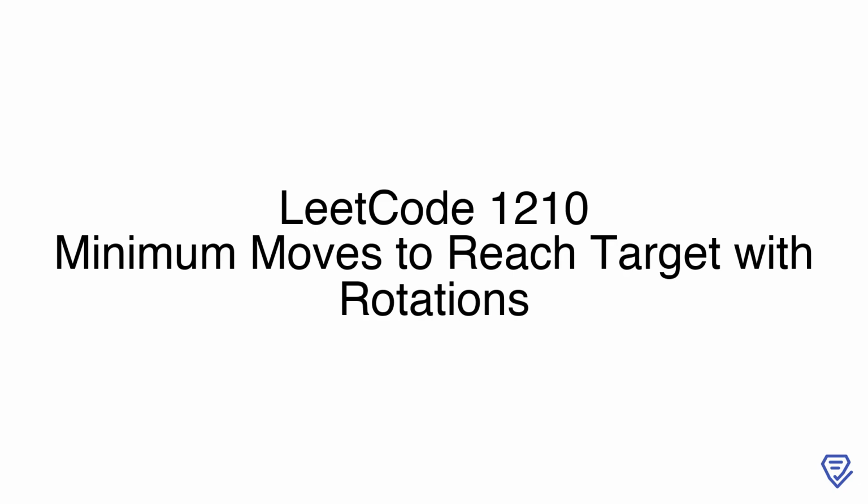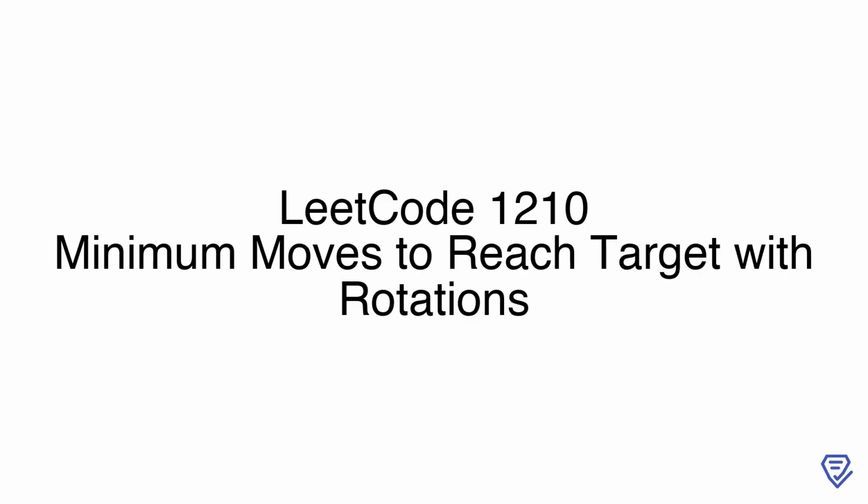Welcome! In this session, we'll explore LeetCode problem number 1210, minimum moves to reach target with rotations. This is a fascinating problem that involves navigating a two-cell snake across a grid while considering both rotations and movements. We'll break it down step by step and analyze the most efficient approach to solve it.